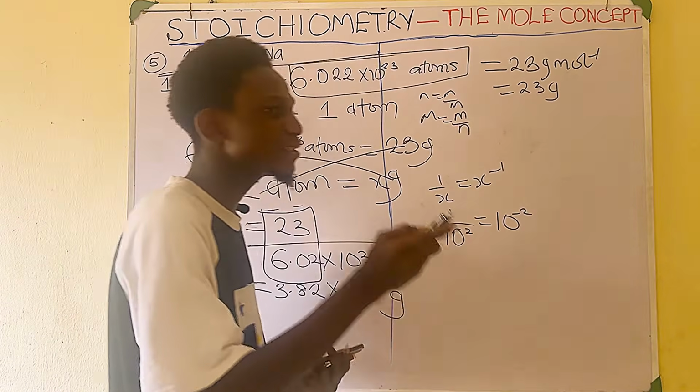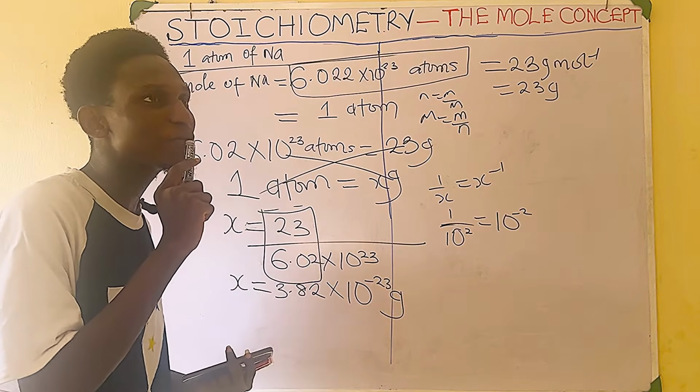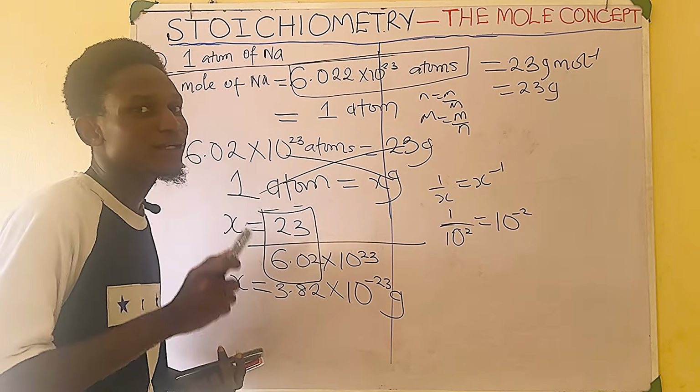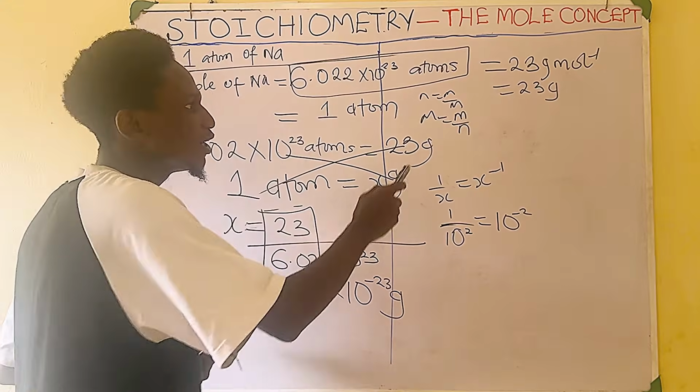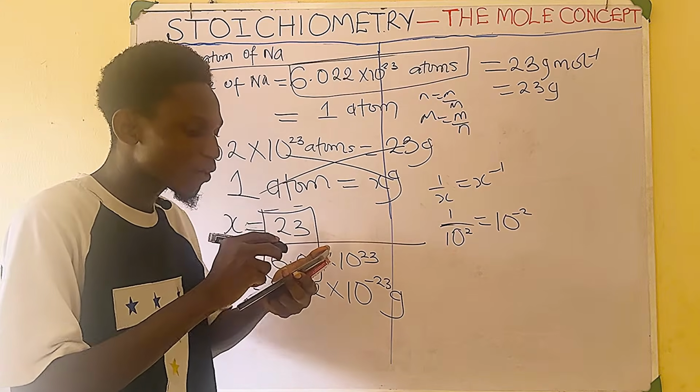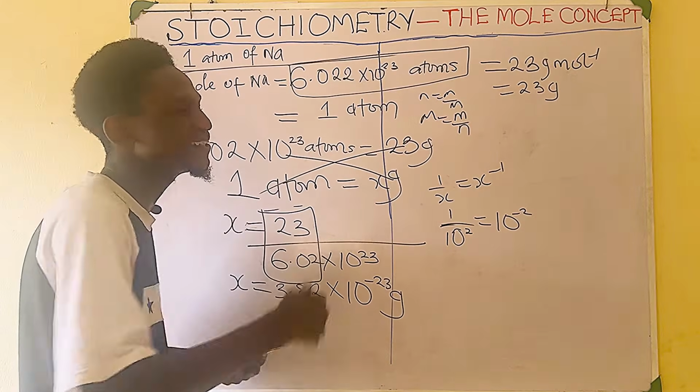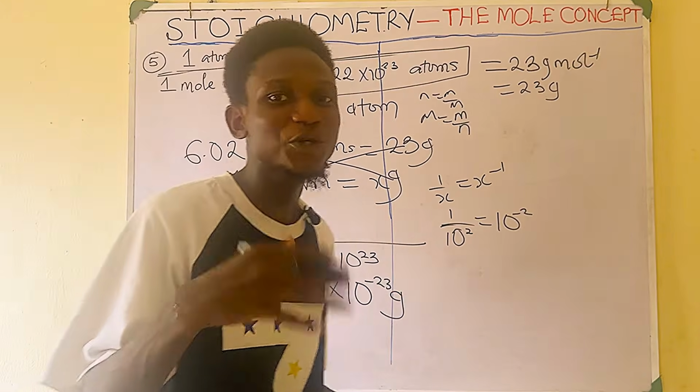Just say 23. But if they do not say, what is the mass of one atom of sodium? Not 23. Your exam will catch you, because if some people ask that question, say, calculate the mass of one atom of sodium, you say 23 grams. But people have stopped watching the video at this point.